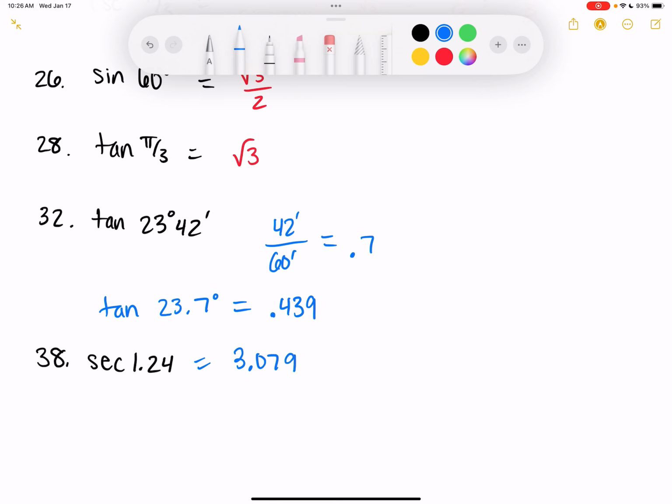Okay, that's why I wanted you to do that, because I wanted you to realize that if the degree symbol is not explicitly there, it's in radians. Now, I think if I had told you, you would have known I need to change my calculator, but I was trying to see what you would do without me telling you.